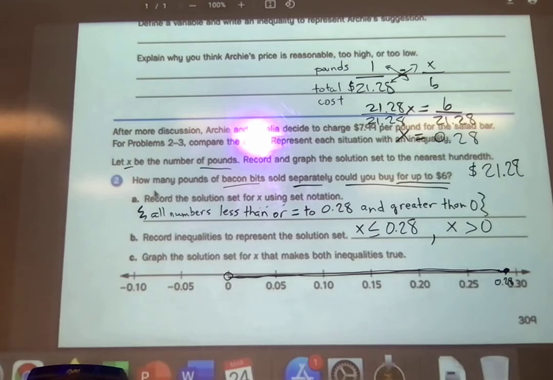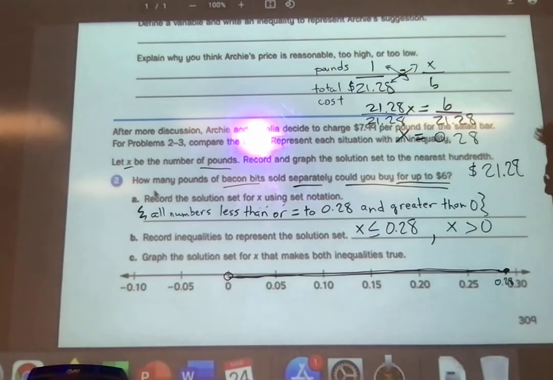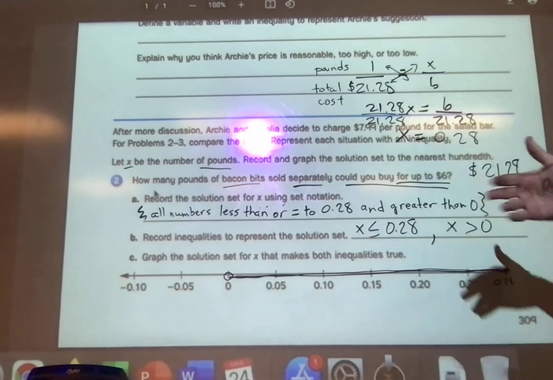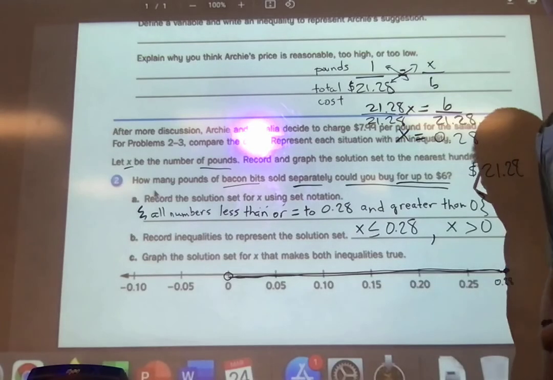So again, a lot of work there, very complex, a lot of different ways to think about these things, and I just want you to be able to think deeply about how we're coming up with this number of 28 hundredths, because it's kind of difficult. And on question 3, when we do a practice one here, we're going to change the situation a little, and this is what we're going to be expected to be able to do. Okay? All right.